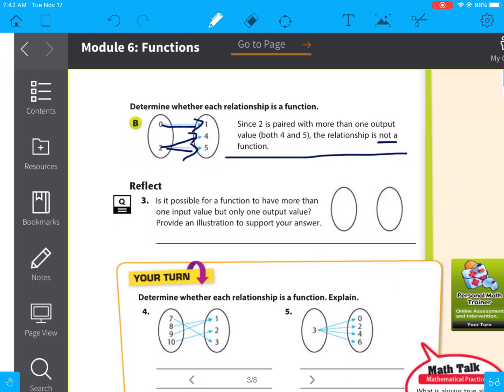So for number 3, it says, is it possible for a function to have more than 1 input value, but only 1 output value? So say we have 1, 2, and 3 here. Can 1 go to, we'll say, 8? Can 2 go to 8 and 3 go to 8? That is a function, because 1 only has one output, 2 only has one output, 3 only has one output.